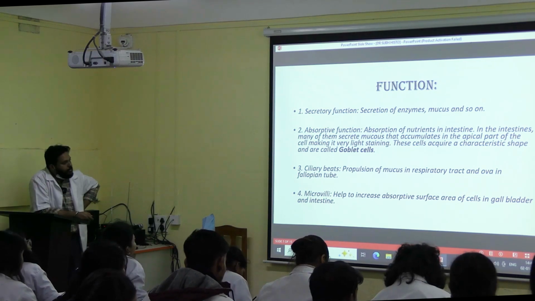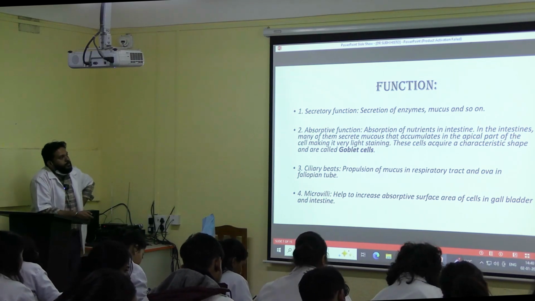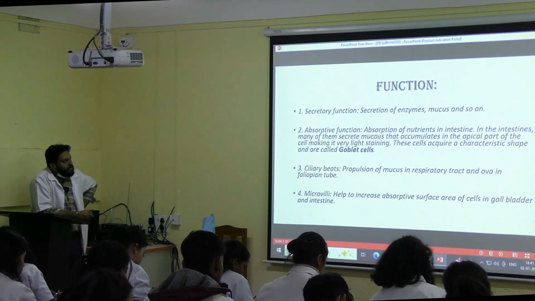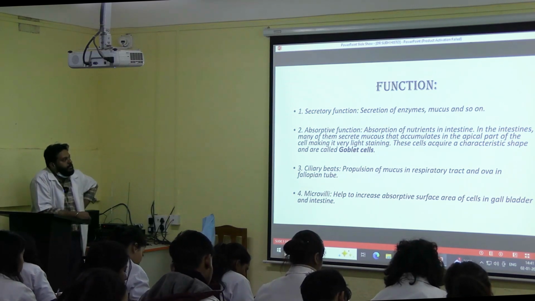Microvilli, देखो, what's the function of microvilli? Helps to increase the absorptive surface area of cells in gallbladder and intestine. I already told you, right? This is the function of cilia and this is the function of microvilli.